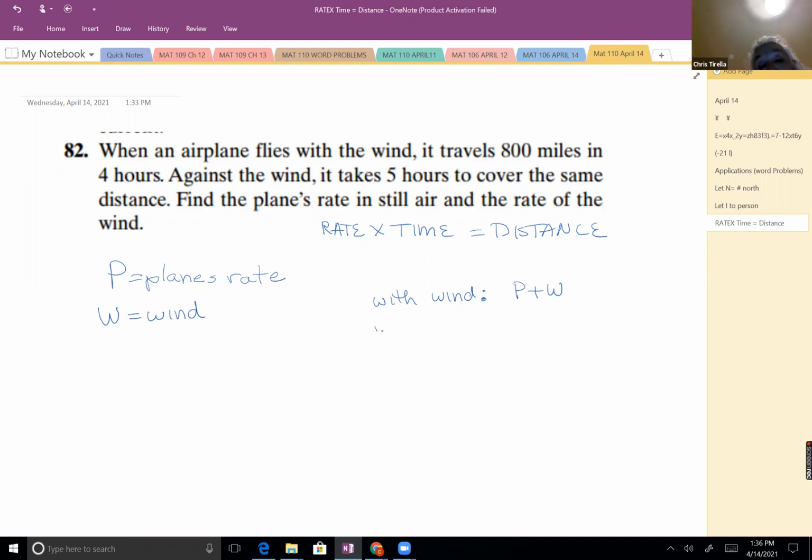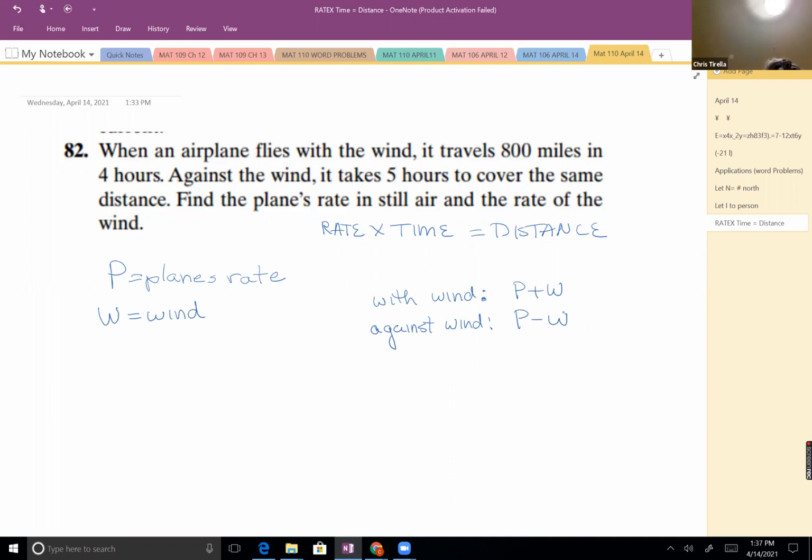And if I'm going against the wind or into the wind, well, when you're going into the wind, it's slowing you down. So the rate would be the difference. Does that make sense?